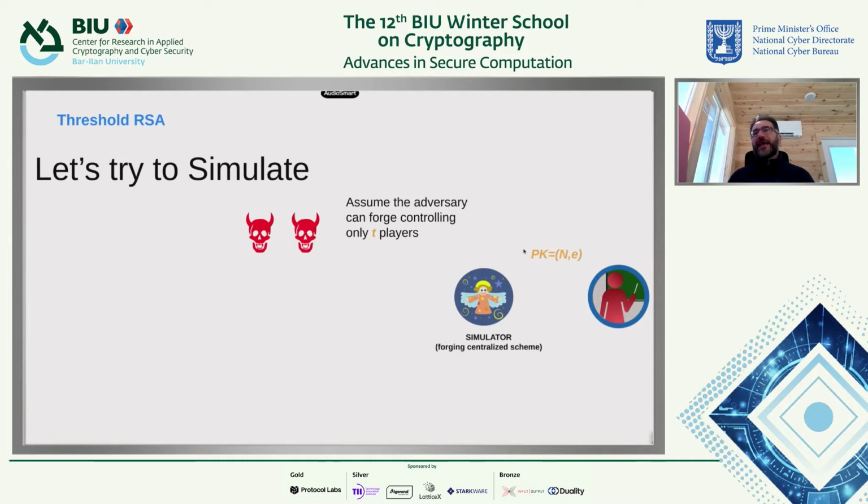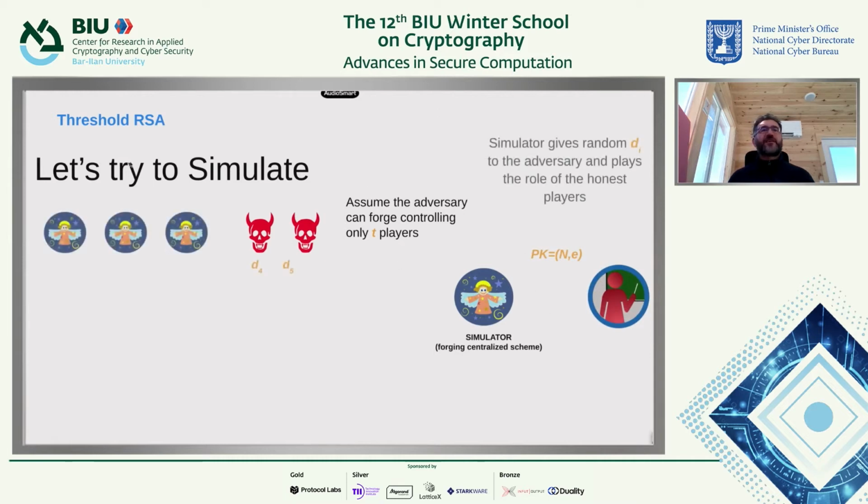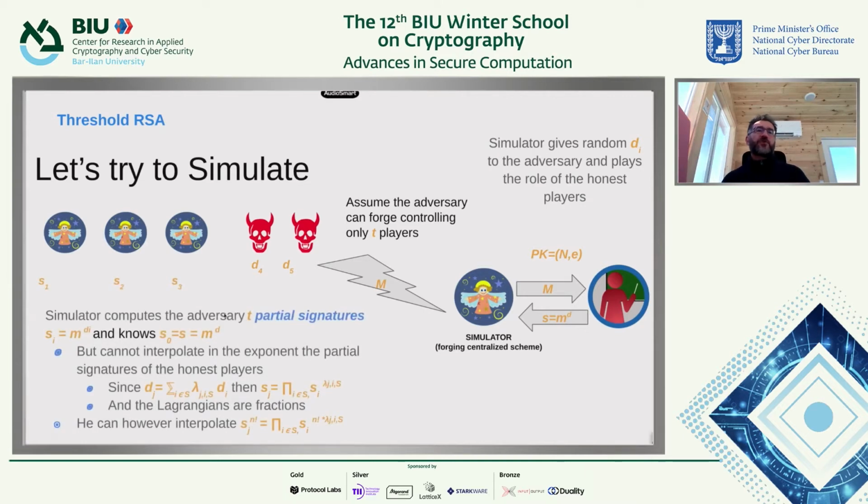The simulator gets n and e and starts a network where the simulator plays the 3 good players and the adversary plays the 2 bad players. Remember, how does the simulator simulate the sharing of d? It's just going to give random integers between 0 and n to the adversary. Then the adversary says, please give me the signature for a message m. The simulator goes and asks its oracle, and the oracle gives it m to the d. So now the simulator should come up with s1, s2, and s3, right?